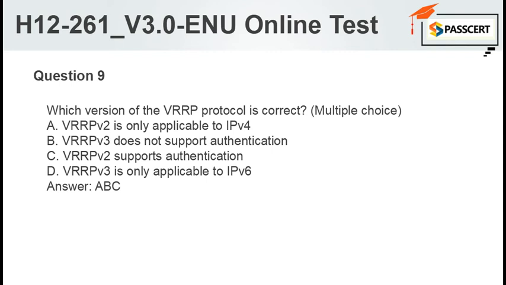Question 9. Which version of the VRRP protocol is correct? Multiple choice. A. VRRP v2 is only applicable to IPv4. B. VRRP v3 does not support authentication. C. VRRP v2 supports authentication. D. VRRP v3 is only applicable to IPv6. Answer. ABC.